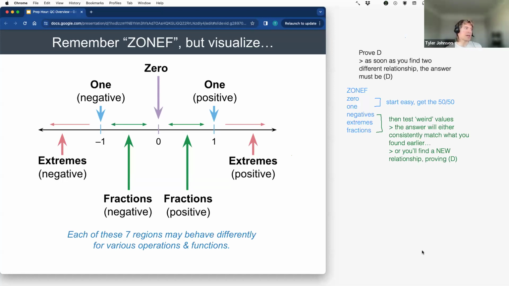Okay, we're going to go to a different quantitative comparison strategy next. And before I say more, I just want to toss you all into the deep end and show you a problem here. So try it out, and then we'll talk about the philosophy behind this one.